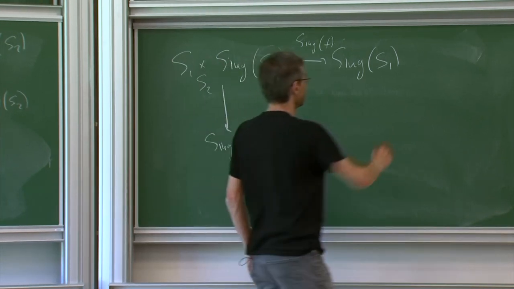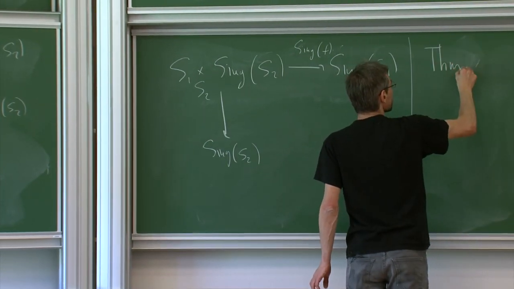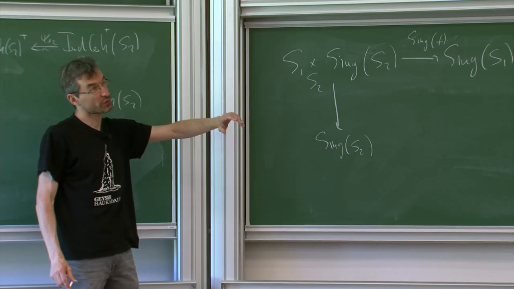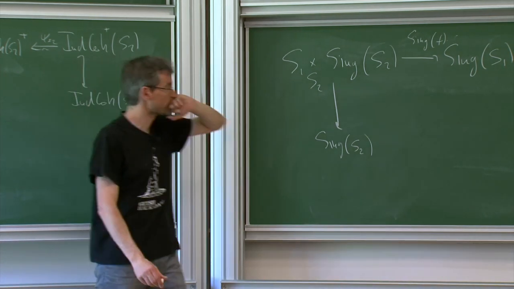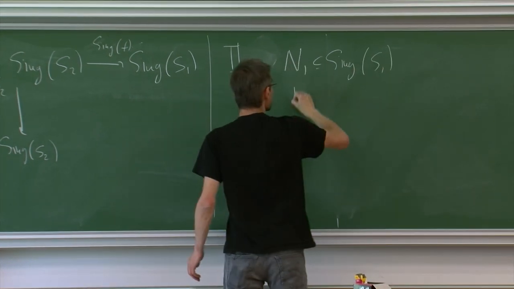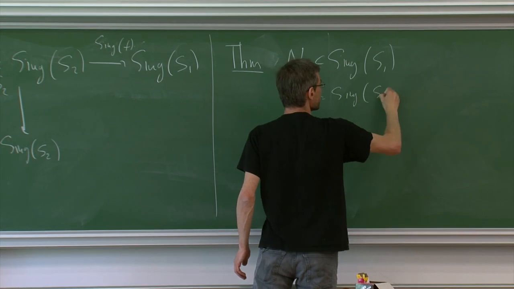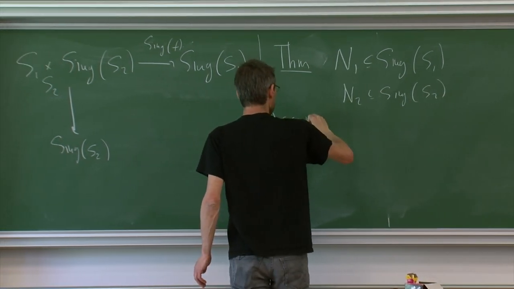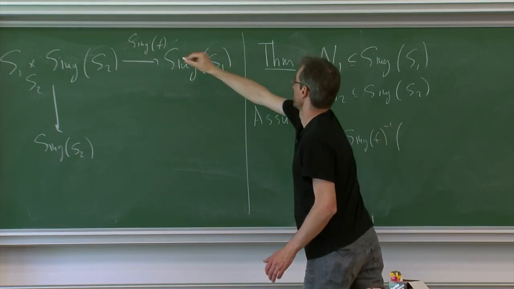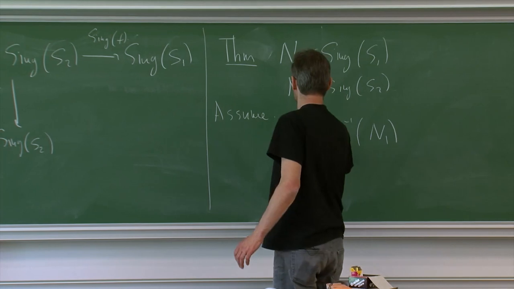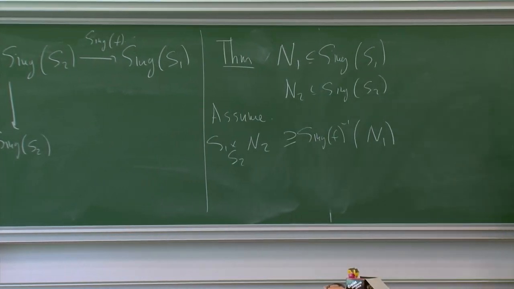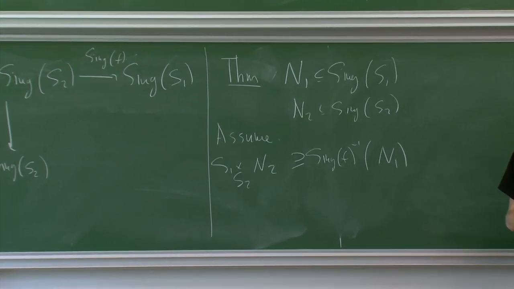So here is the theorem. There's one theorem for star pullbacks, and there will be a parallel theorem for shriek push forwards, and there will be a parallel theorem for shriek pullbacks that I'll discuss next time. It says this: fix N1 in Sing S1 and fix N2 in Sing S2. And now assume the following, that if you take the preimage under this of N1, then it will be contained in this. Kind of an estimate from below, like the N1 thing is smaller than something that has to do with N2.